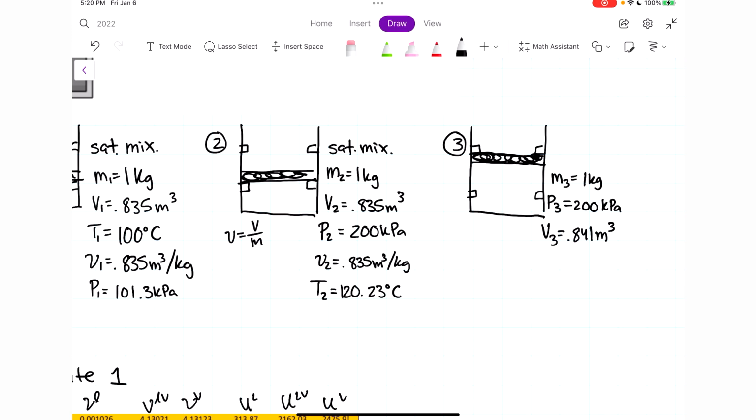And again, in order to figure out the phase of state 3, we need 2 of either the specific volume, pressure, or temperature. We're only given pressure, but we're able to find specific volume because, again, specific volume is volume over mass. So our specific volume for state 3 is going to be 0.841 meters cubed per kilogram. Great. Moving on. Let's go ahead and find the state, or the phase, of state 3.